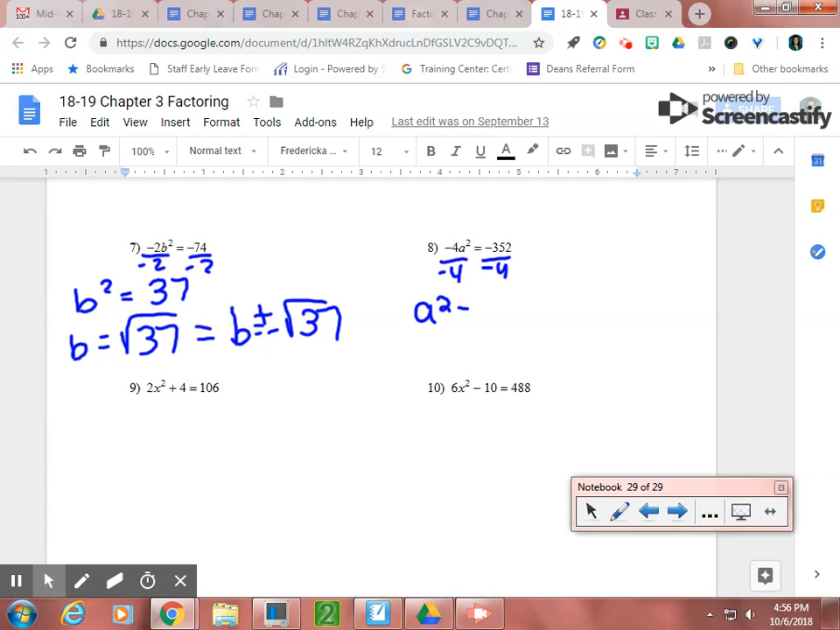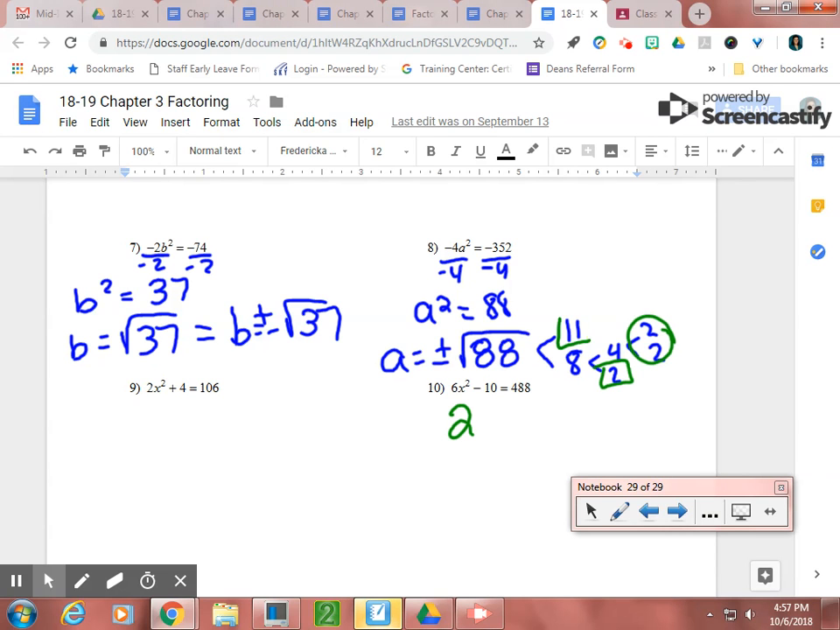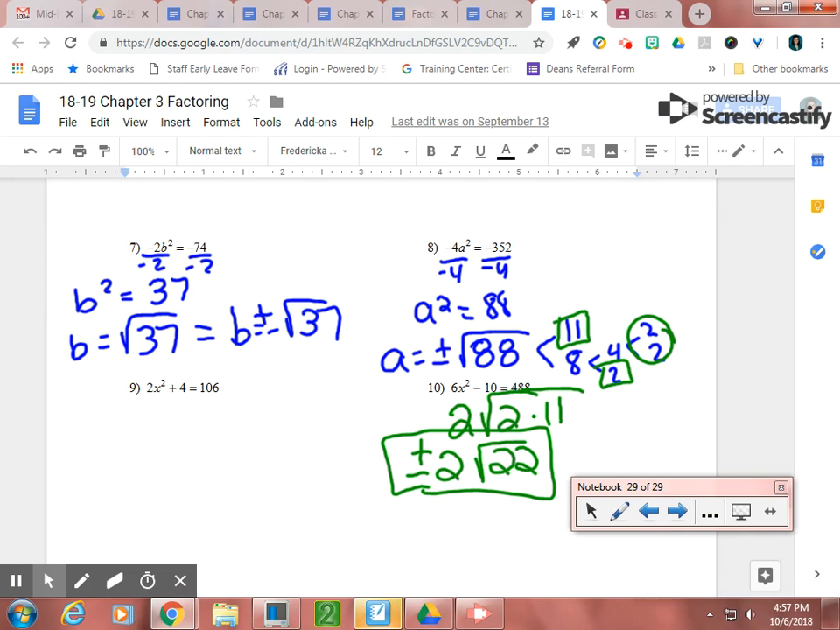Okay, my next one, dividing this by negative 4. So I'm going to get that a squared is equal to 88. Then I want to do plus or minus the square root of 88. So 88 also doesn't have a perfect square root, but what I do know is that I can break that down. I can do 11 times 8, 4 times 2, and 2 times 2. So I have a couple of 2's. They're going to go out, and then I have a single 2 and a single 11 that are going to stay in. So my answer to this is plus or minus 2 root 22. And that's the answer that you want for what a is equal to.